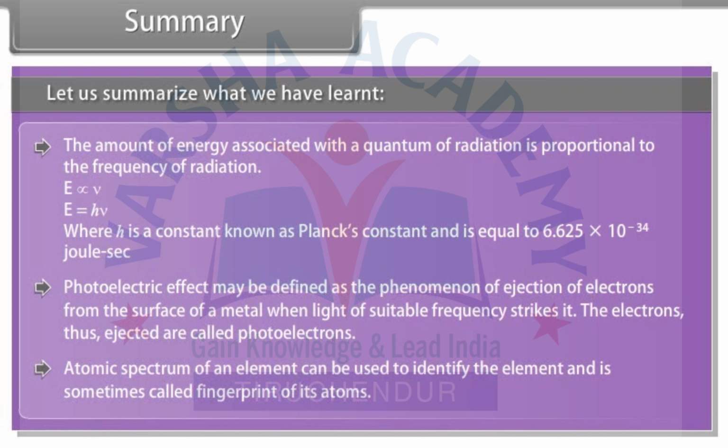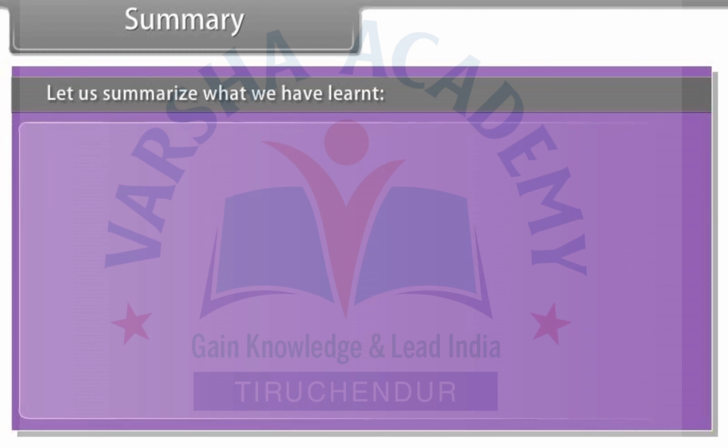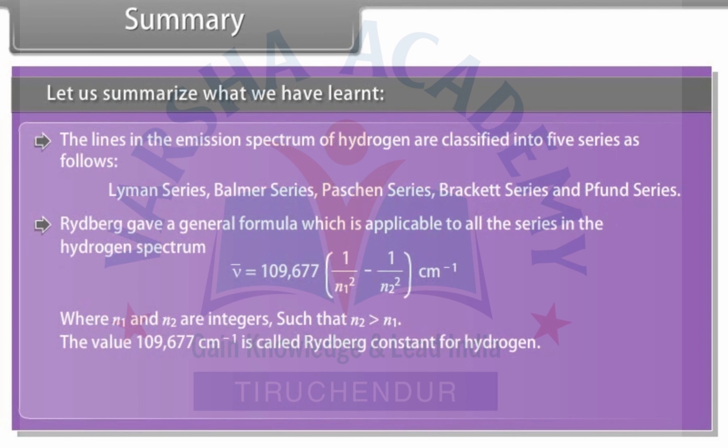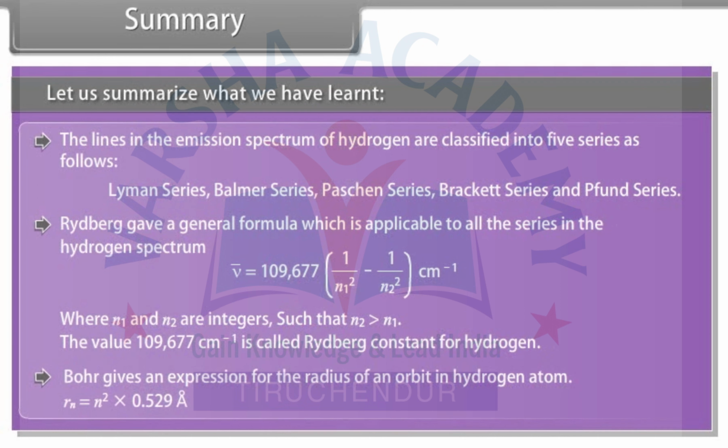The atomic spectrum of an element can be used to identify the element and is sometimes called the fingerprint of its atom. The lines in the emission spectrum of hydrogen are classified into 5 series as follows: Lyman series, Balmer series, Paschen series, Brackett series, and Pfund series. Rydberg gave a general formula which is applicable to all the series in the hydrogen spectrum. The value 109677 per centimeter is called the Rydberg constant for hydrogen. Bohr gives an expression for the radius of an orbit in a hydrogen atom. Rn equals n square into 0.529 angstrom.